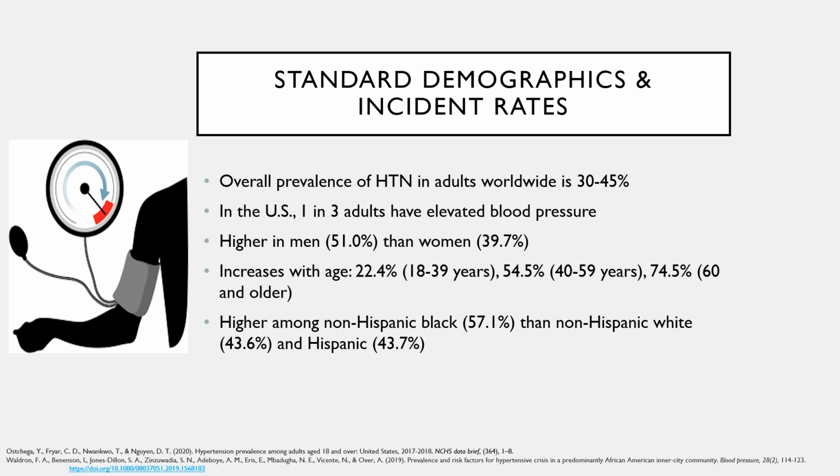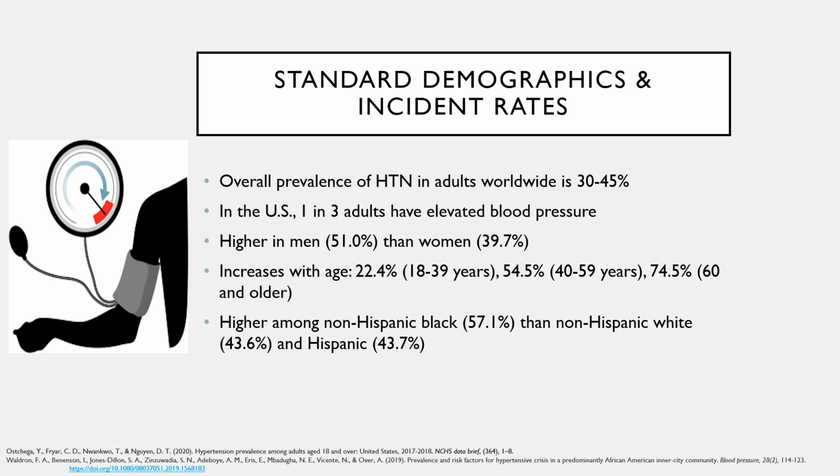These next few slides provide research from my literature review. This slide gives some standard demographic data as well as incident rates of hypertension. In a study done by Frederick Waldron and others, they found that the overall prevalence of hypertension worldwide is 30 to 45%, and specifically in the United States, 1 in 3 adults have hypertension.